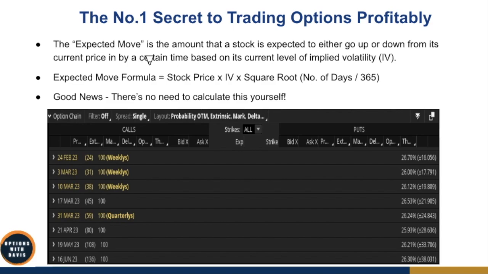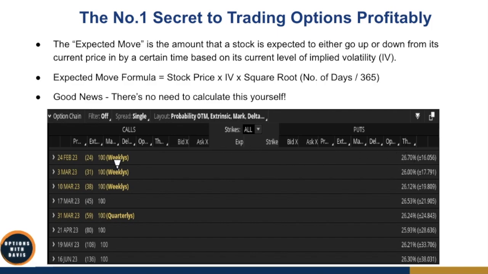If you're not familiar with it, this is basically the amount that a stock is expected to go up or down from its current price by a certain time based on its current level of implied volatility. So in other words, its range, right? How high and how low the stock can go by a certain period of time. Now, there is a whole formula to calculate this expected move, but the good news is that there is no need for you to calculate this yourself, because it's already given to you on a silver platter, right? If you were to just open up the option chain from your trading platform, this number is given to you on the right hand side of the option chain, corresponding to the date of expiration for the different options, right?